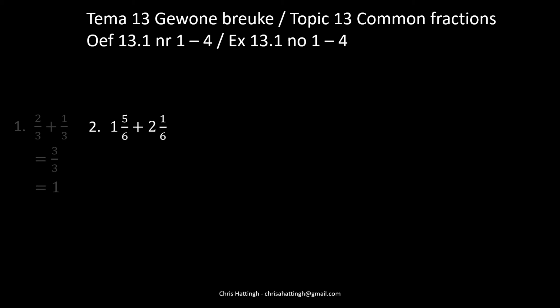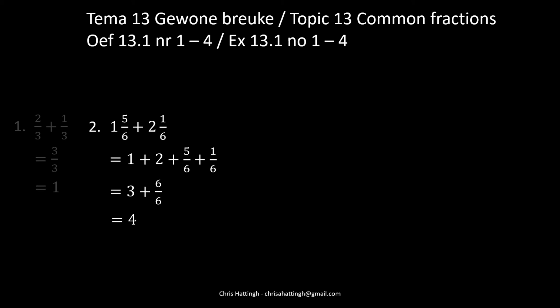Number 2, 1 and 5/6 plus 2 and 1/6. The first method, you're going to add 1 plus 2, which will give you 3. And then you're going to add the 5 plus 1, which will give you 6. So it's going to be 3 plus 6/6, and that's going to give you 4.